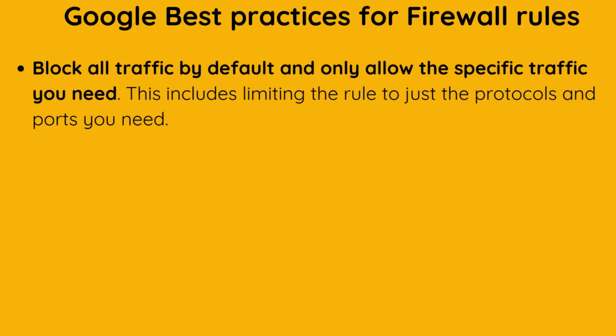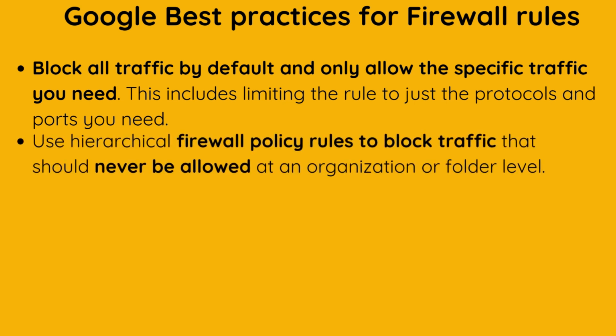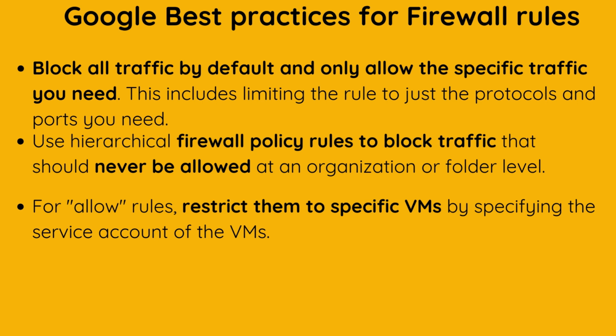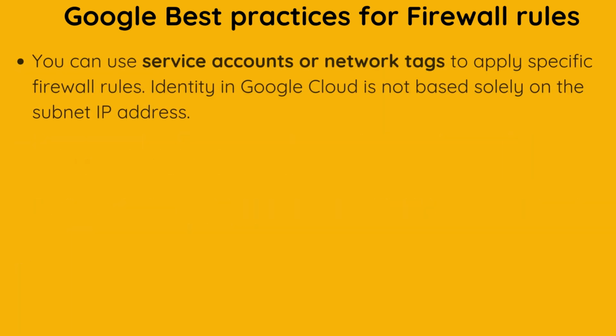Block all traffic by default and only allow the specific traffic you need. This includes limiting the rule to just the protocols and ports you need. Use hierarchical firewall policy rules to block traffic that should never be allowed at an organization or folder level. For allow rules, restrict them to specific VMs by specifying the service account of the VMs. You can use service accounts or network tags to apply specific firewall rules. Identity in Google Cloud is not based solely on the subnet IP address.